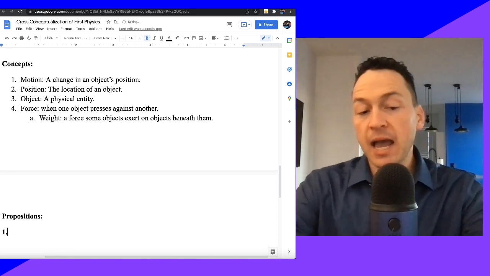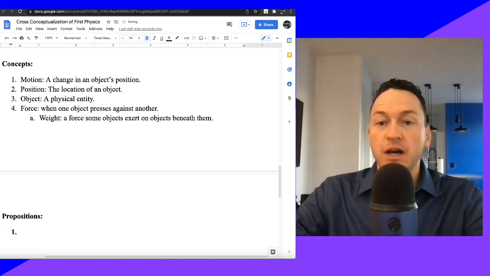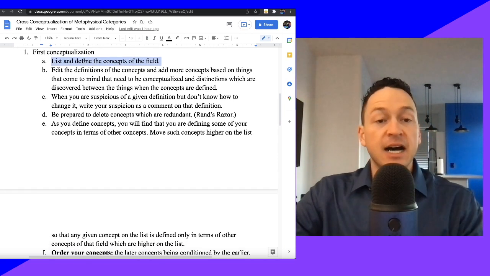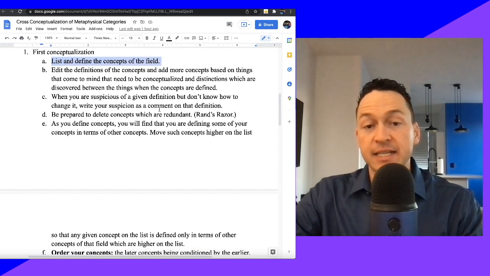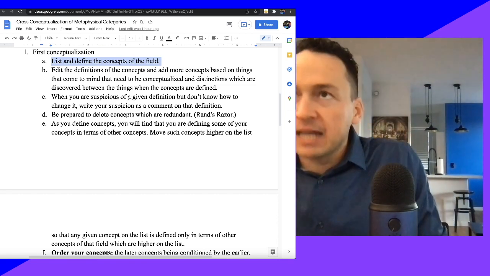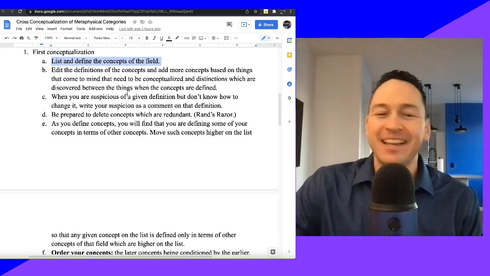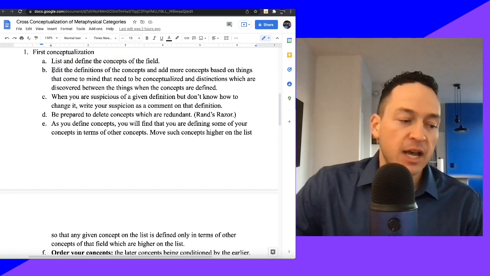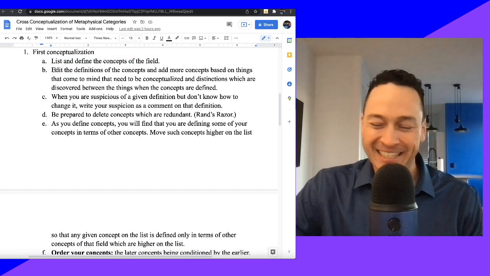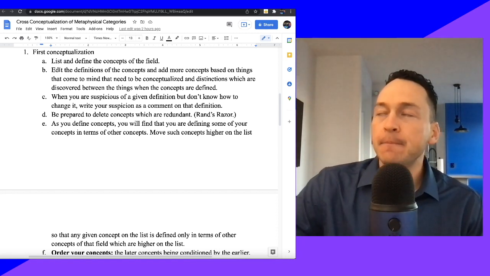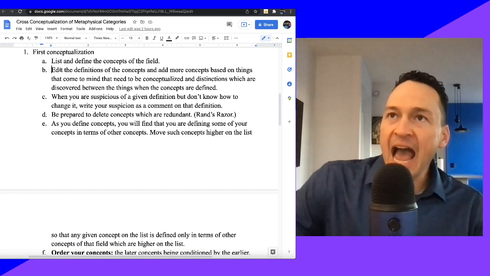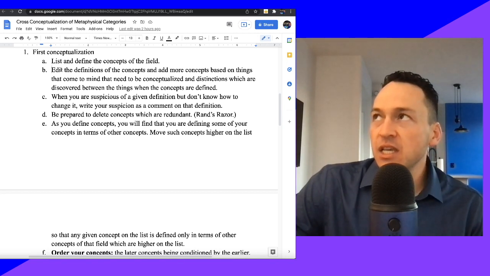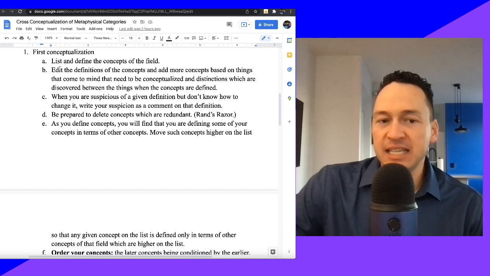So I'm going to actually move. Let me show you the other steps of cross-conceptualization. List and define the concepts of the field. So I did that, okay? But obviously Galileo is not feeling satisfied yet. But what else do we need to do? The reason Galileo is not feeling satisfied is, it's not important that he isn't feeling satisfied. The important part is that he hasn't gained any insight into some of the questions he's asking.